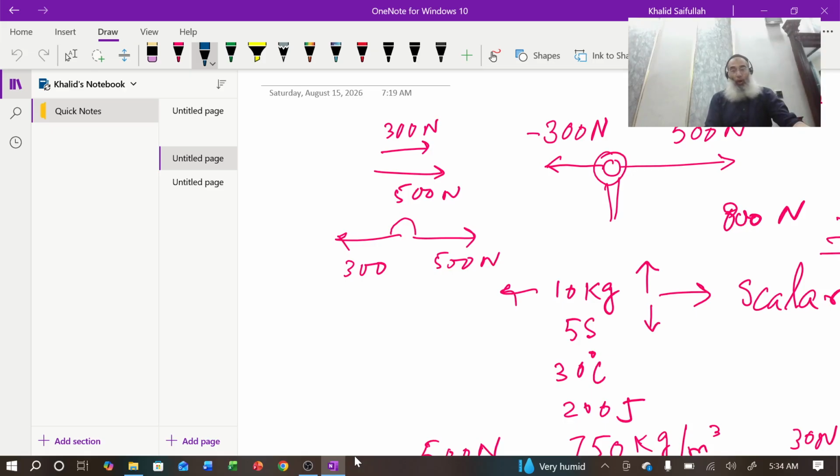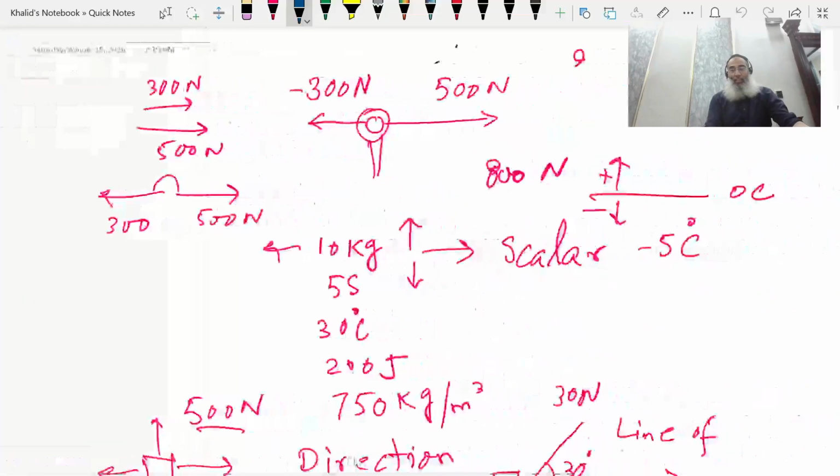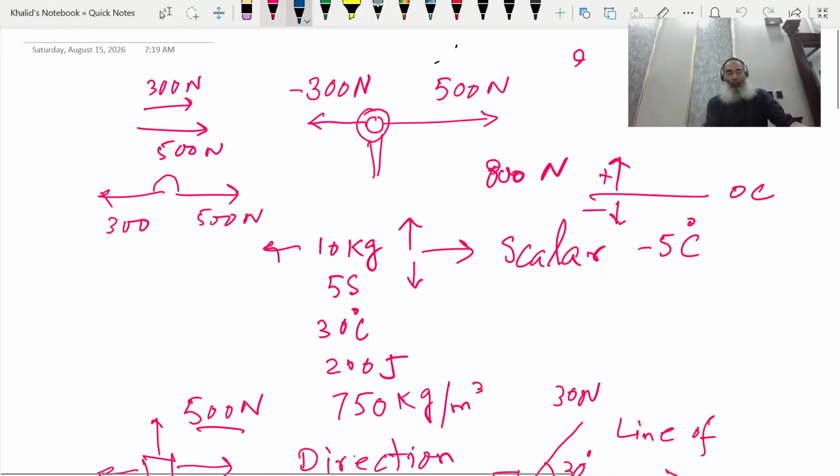mechanics lesson 1. In that lesson, we had an example that if we have a hook and here two forces, two strings are tied with it, and one string has a tension of 500 newton to the right and the other has 300 newton to the left. How to find their sum?